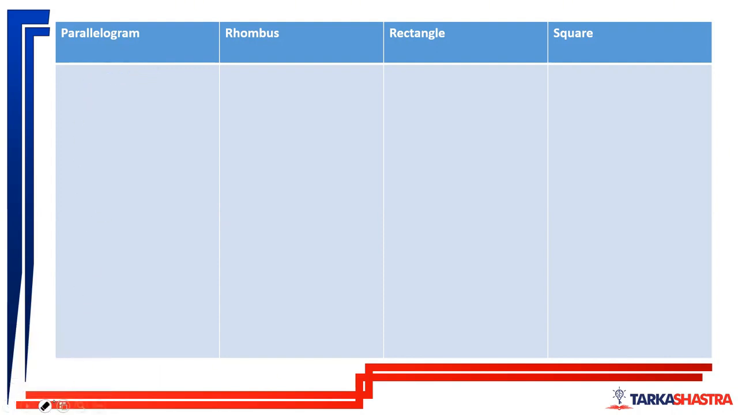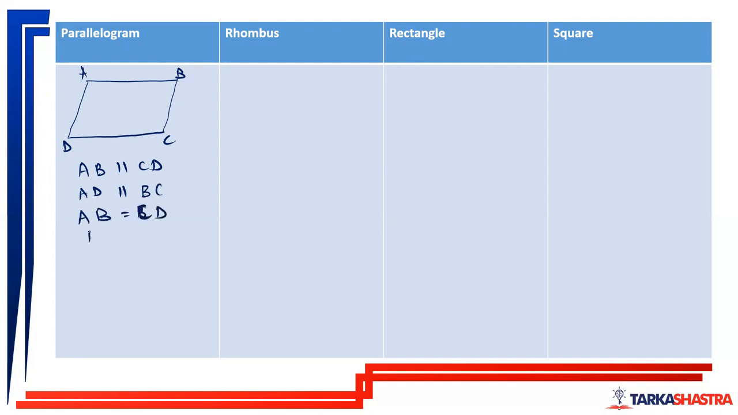Parallelogram. Let me draw it carefully. So ABCD, here opposite sides are parallel, opposite sides are equal as well. So opposite sides are parallel and also equal, AD equal to BC. Then diagonals bisect each other.